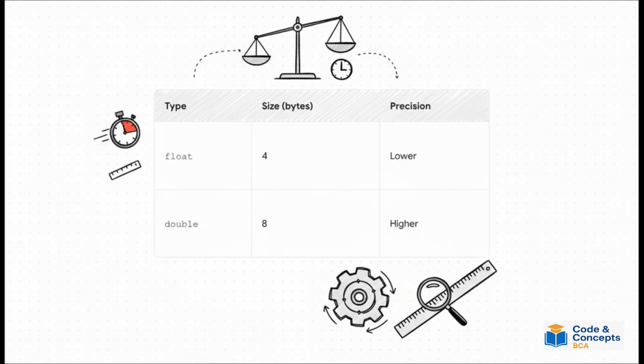Float is smaller, it uses less memory. Double is bigger, but gives you much higher precision. The one you choose really depends on what you're doing. Are you tracking the price of a coffee, where a float is probably fine? Or are you calculating a rocket's trajectory to Mars, where you absolutely need the precision of a double?